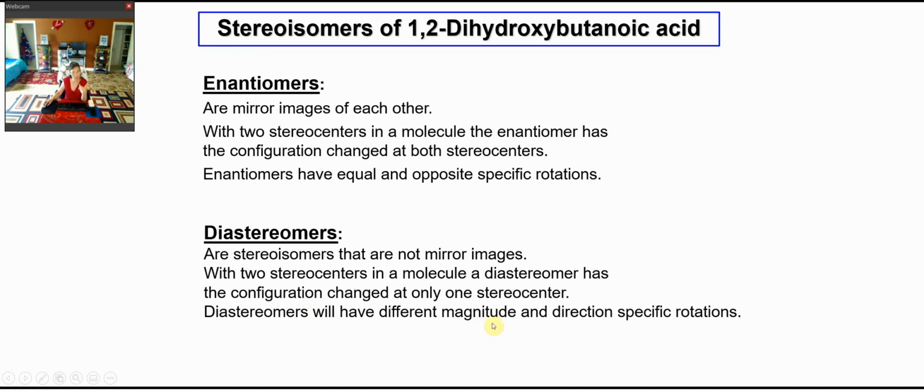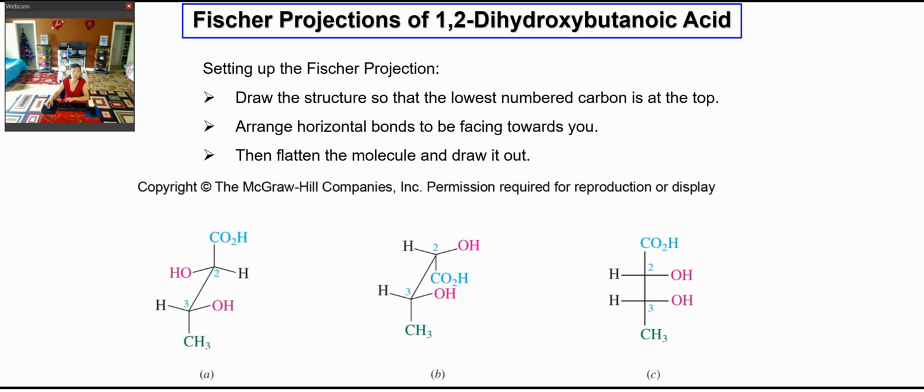Diastereomers have different magnitude, different direction of the specific rotation. So these are the 2 different types of stereoisomer. If you have two or more different chiral centers, a larger molecule, then the Fischer projection will be more applicable for you to express the absolute structure. How do you draw the Fischer projection in this case?